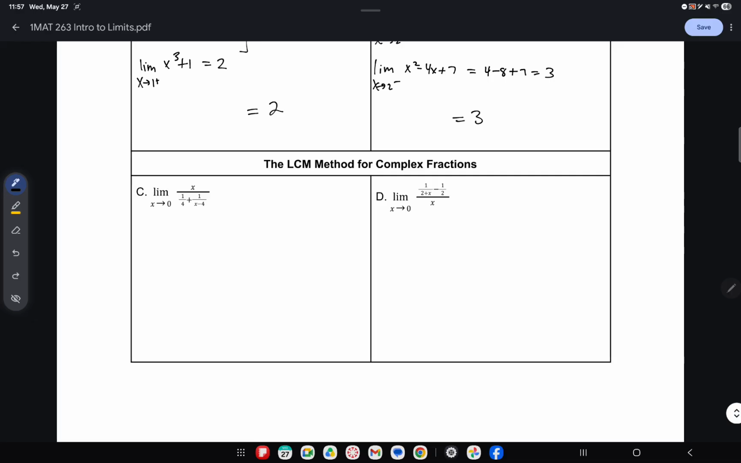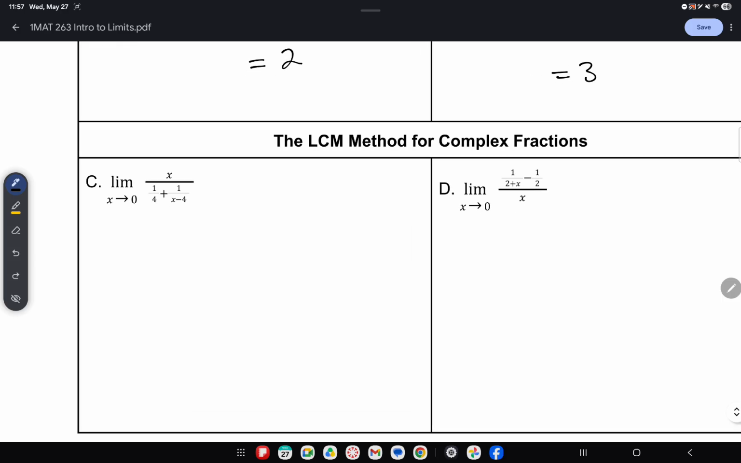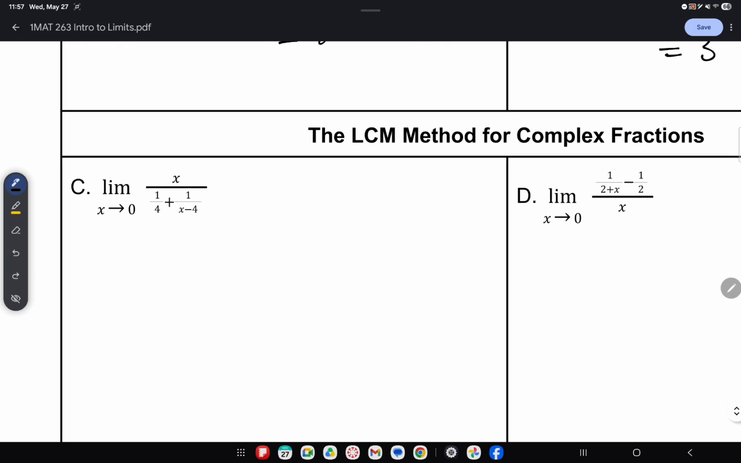All right, got some complex fractions here. So what I like to do is get it into one fraction, or try to at least. So for just this bottom piece, I've got 1/4 plus 1 over x minus 4. I'm going to combine them into one fraction. So the common denominator that I need is going to be 4 times x minus 4. So this first fraction is missing the x minus 4, and this second one is missing 4. So my common denominator, like I said, is going to be 4 times x minus 4.